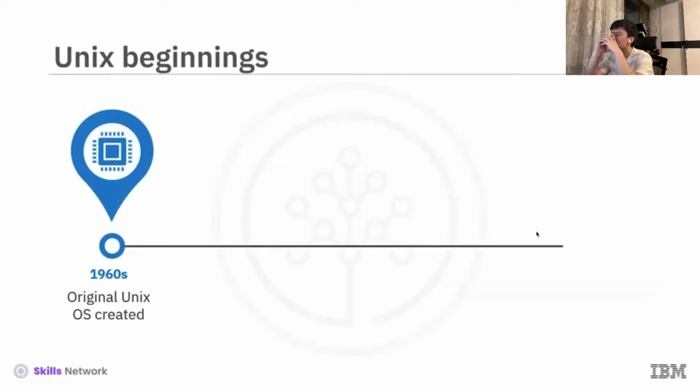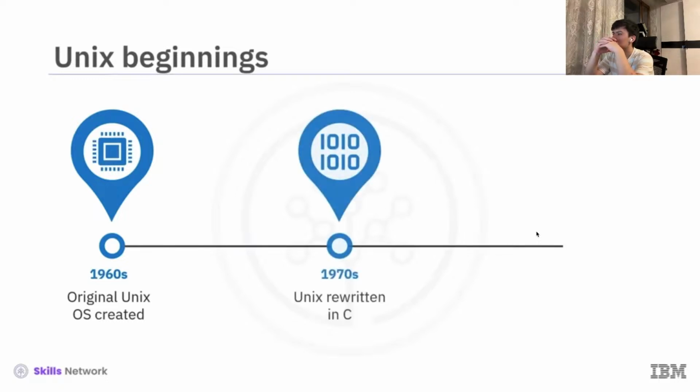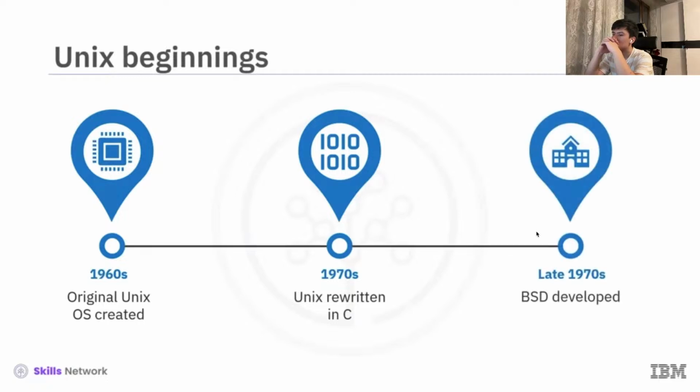In the 1960s, the original Unix OS was created at AT&T Bell Labs. However, like many operating systems at the time, it was made for a specific hardware system, in this case the PDP-7 computer. In the 1970s, the Unix OS was rewritten in C, distinguishing itself from other systems and making it portable to many hardware architectures. And then, in the late 1970s, UC Berkeley developed Berkeley Software Distribution, or BSD, an add-on to Unix providing additional software and capabilities. The famous Mac OS was later derived from BSD.